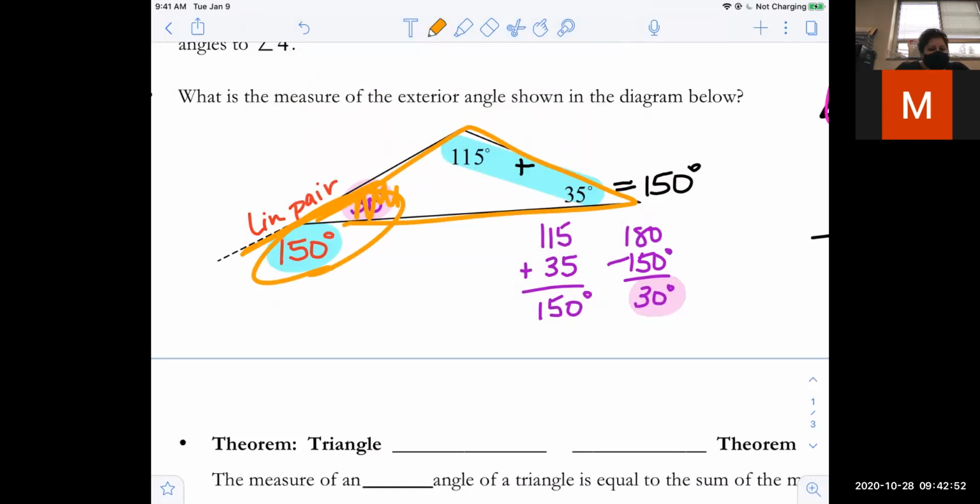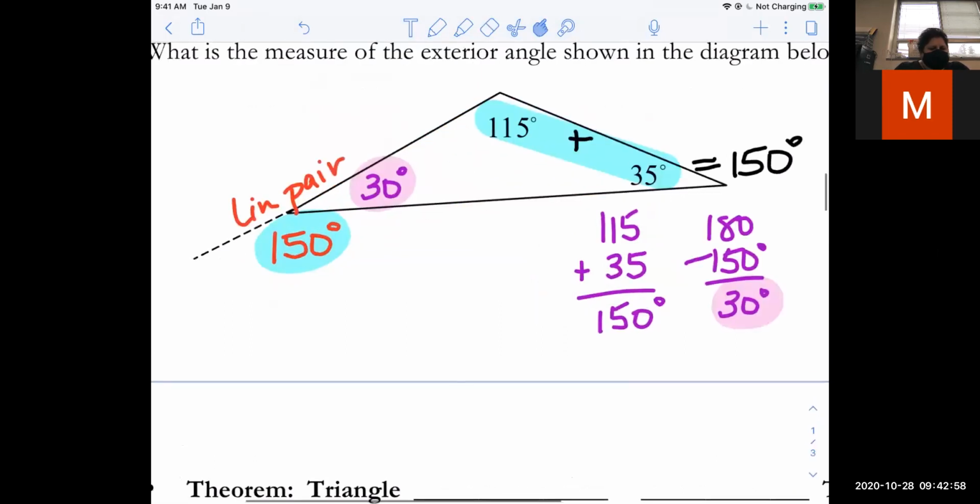So the quick way to do a problem like that is to use what's called the exterior angle theorem. It's always going to be like that. This exterior angle is always the sum of the two. What do we call this? Remote interior.